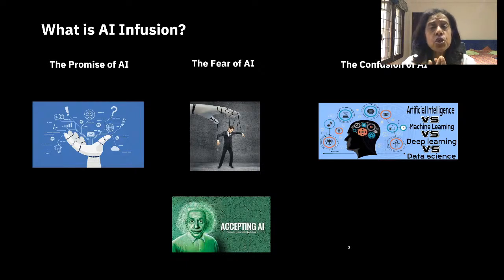Now, what are the issues which trouble us? The issues which are there for AI, there are a lot of people who believe in the promise of AI. There are a lot of people who have the fear of AI, and we are going to talk more in detail about that. And then there is a certain segment of people who are confused about AI. So let's take one by one.